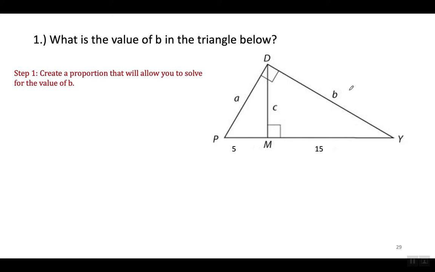Now, that proportion can only contain one variable, which is the variable B. I can't use any side that has a different variable. For example, I can't use this side that has the letter A or this side that has the variable C. I cannot use those sides in my proportion because if I include them, then I won't be able to find out what's the value of B. So keep that in mind.